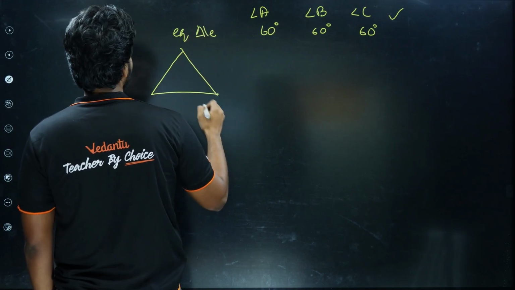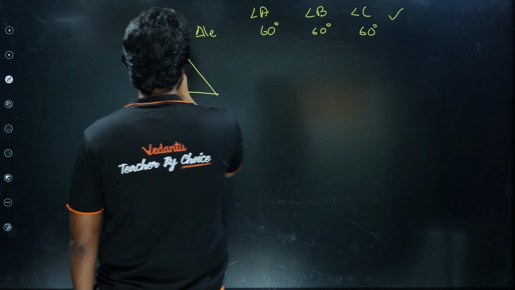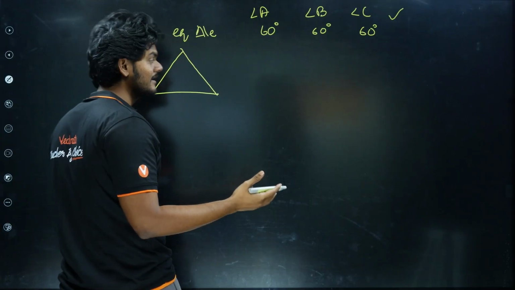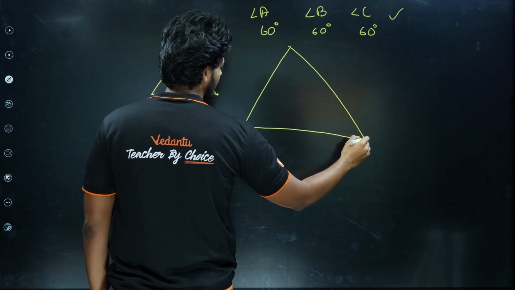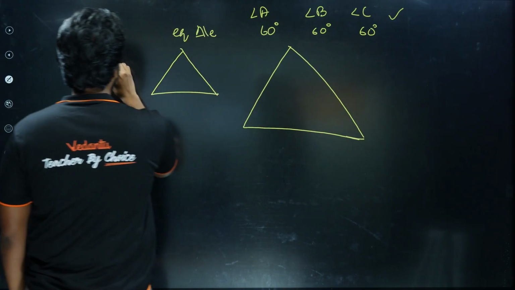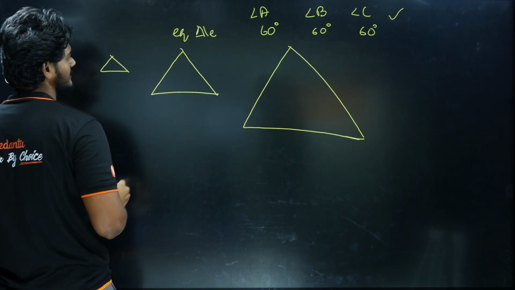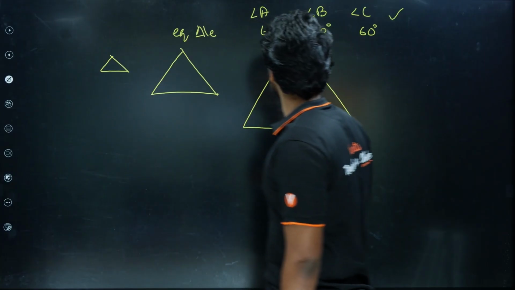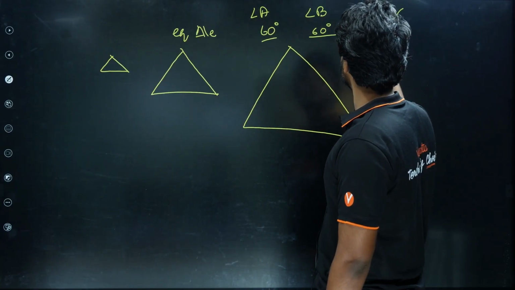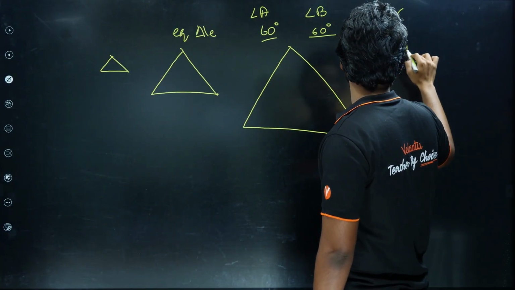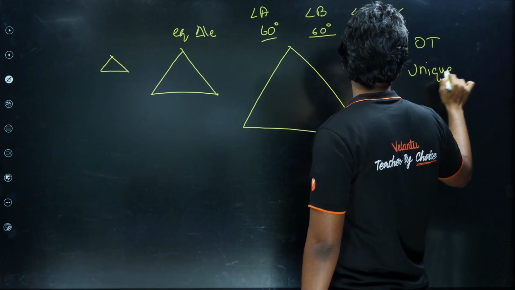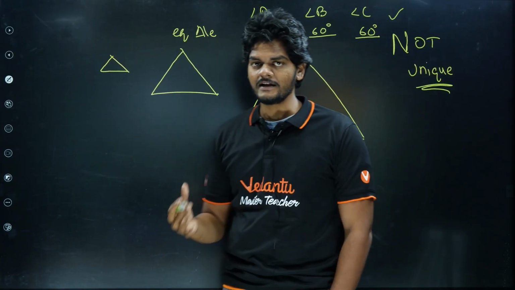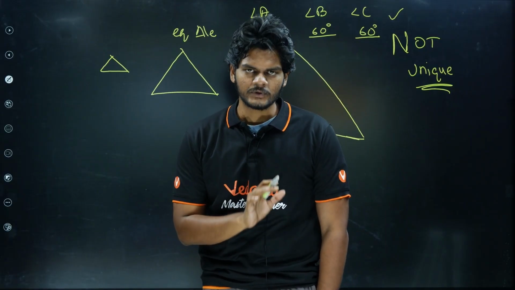But the equilateral triangle can also have different side lengths. So I can have a big equilateral triangle, or a very small equilateral triangle. All these three are equilateral triangles with only this information. This is not unique. Yes, we can definitely form a triangle, but the triangle won't be unique.